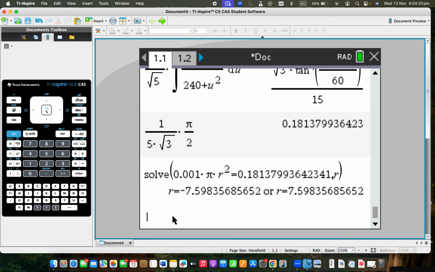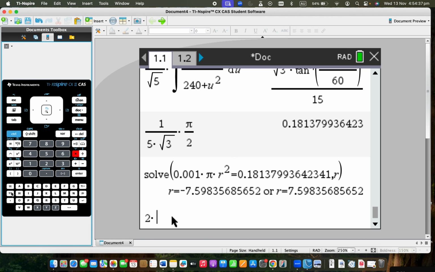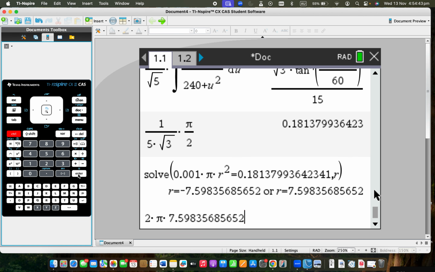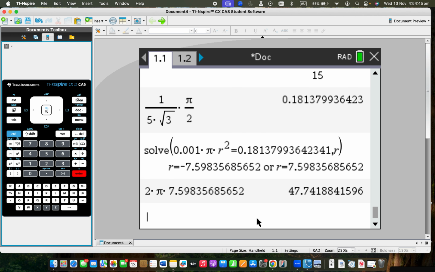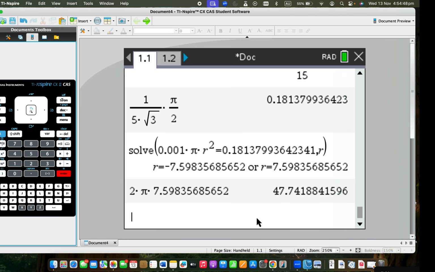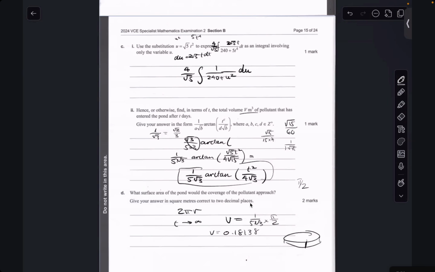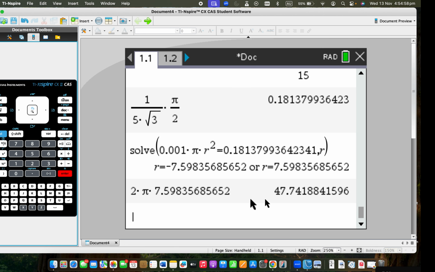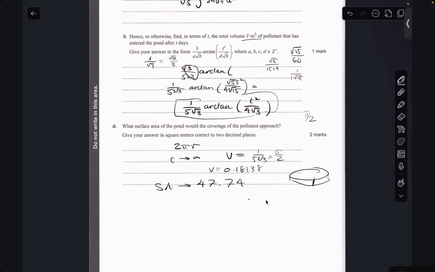Now what does the surface area go to? It goes to 2 times pi times that. 47.74. That's got to be wrong. I think that might be wrong, but whatever.